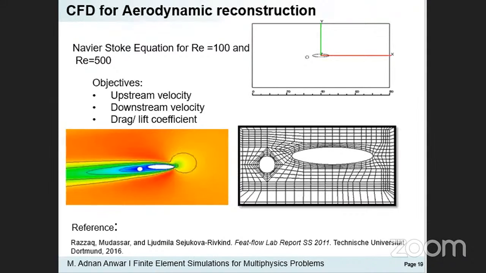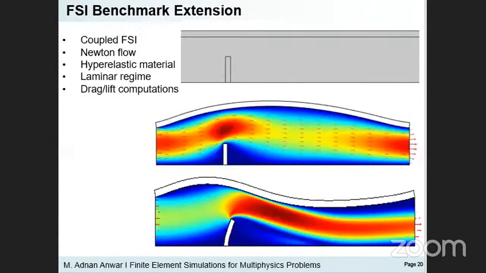This is also a CFD problem, CFD for aerodynamic reconstruction. This is also a cavity, and the Newton equation was solved for Reynolds number 100 and 500. The objective was to study the upstream velocity, downstream velocity, drag, lift coefficients. Analysis of the resulting drag and lift forces acting on the obstacle with respect to the angle of attack of the upstream velocity and the Reynolds number is made in this study. A finite element method for these prototypical two-dimensional configurations is presented.